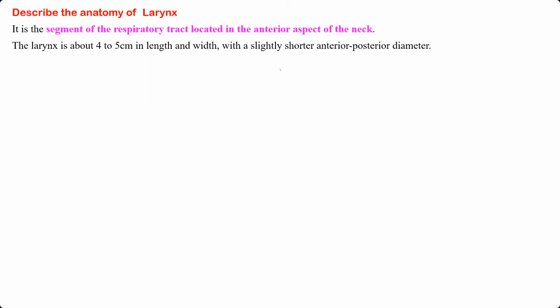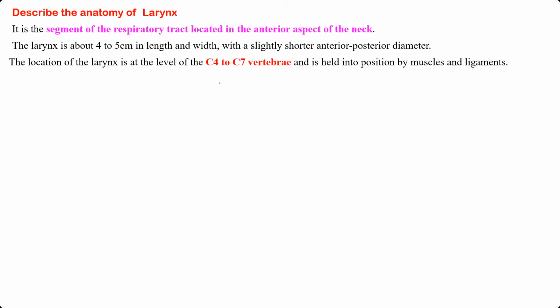So what are the cartilages forming the larynx? The framework of the larynx: three paired and three unpaired. Very good. It is a segment of the respiratory tract located in the anterior aspect of the neck. What is the length of that? It is about 4 to 5 centimeters in length, and the width is slightly shorter in the anteroposterior diameter. What is the location? It is at the C4 to C7 cervical vertebrae. This is the anatomical question commonly asked in the exam also.